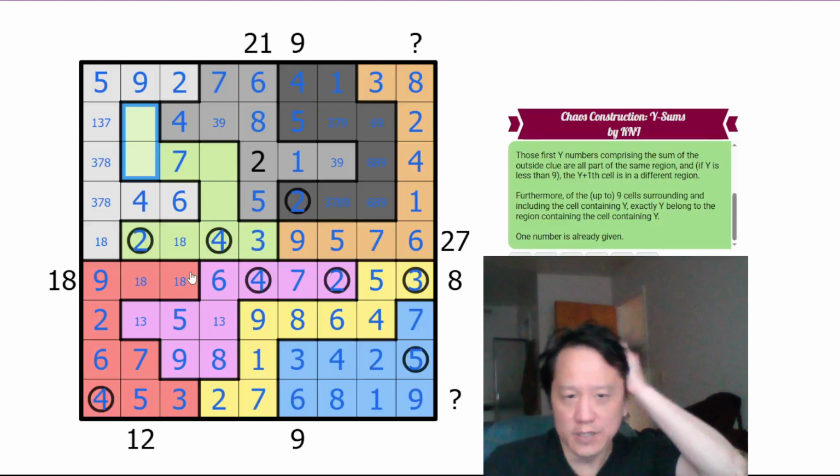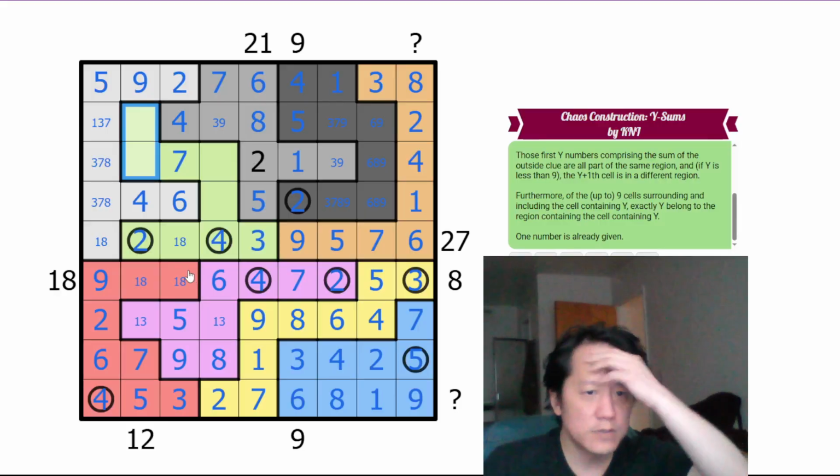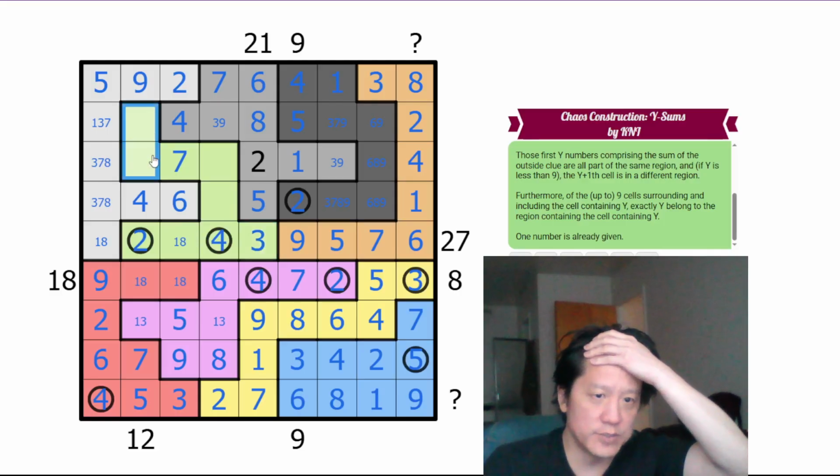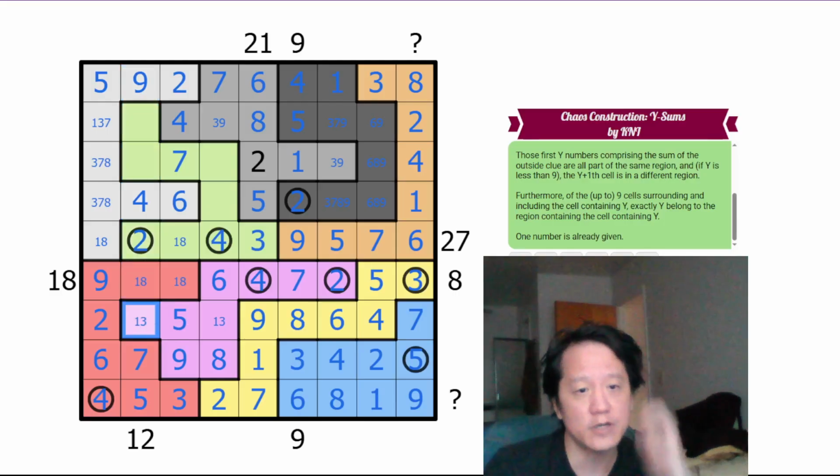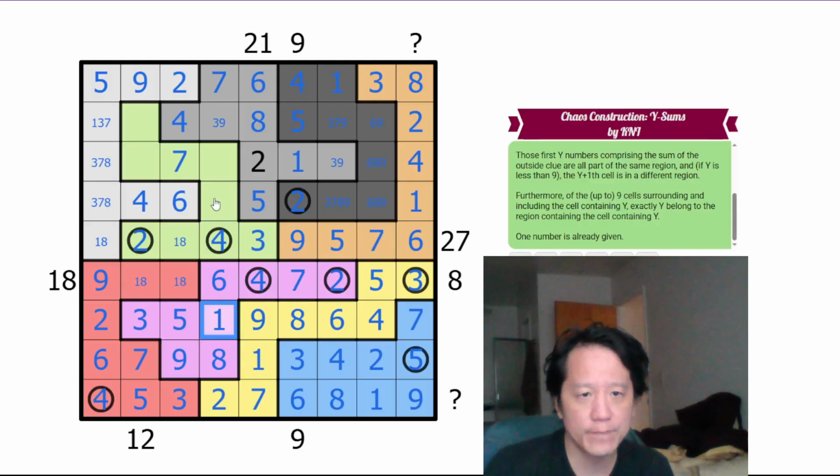Remaining digits in the green region cannot have a 3. So this can't be 3. Where's the 3 in column 2? Can't be here. It has to be here. So this is 3, which makes that 1. 3 can't be here either. So where's 3 in column 4? It must be here. So that's 3, which makes that 9.